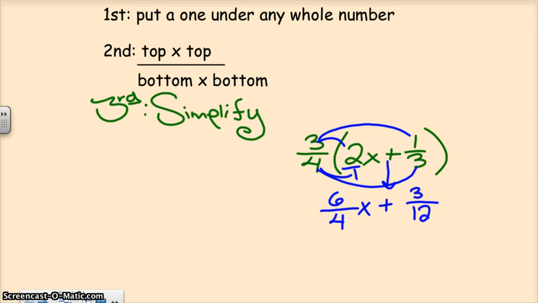Simplify, 6 and 4 share a factor of 2, so I divide them both by 2. 3 and 12 share a factor of 3, divide them both by 3. Final answer is 3/2 x plus 1/4.